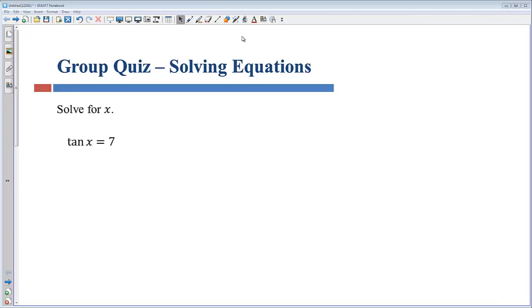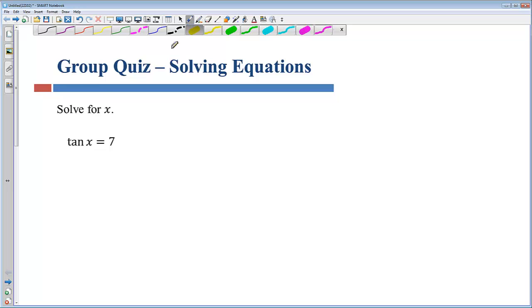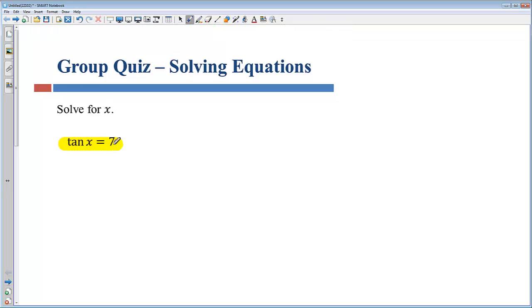It's time for fun with math, and here's a fun little problem: solving a trigonometric equation with tan of x equal to 7. It doesn't tell you where x lives, so x can be basically any number between negative infinity and infinity. And the idea is you're looking for an angle. When you take the tan of it, you get 7.